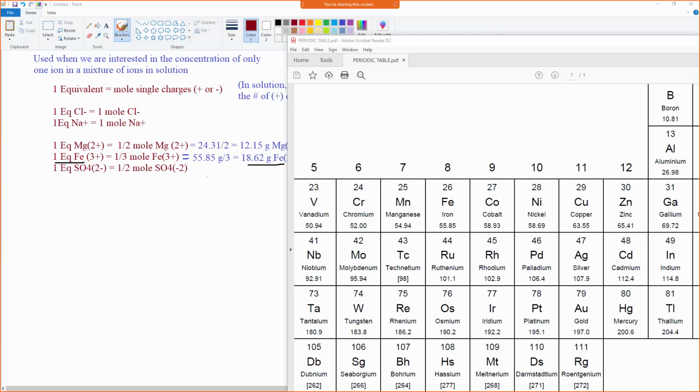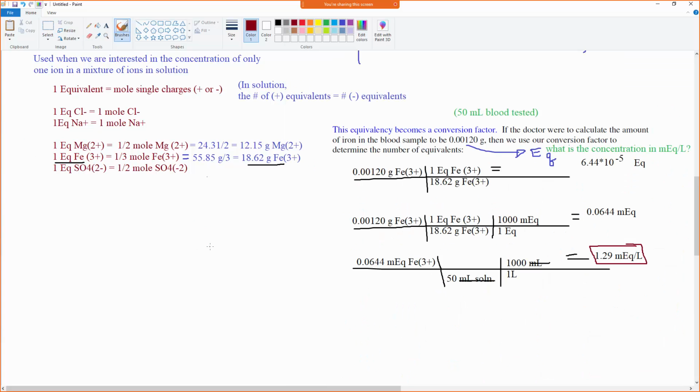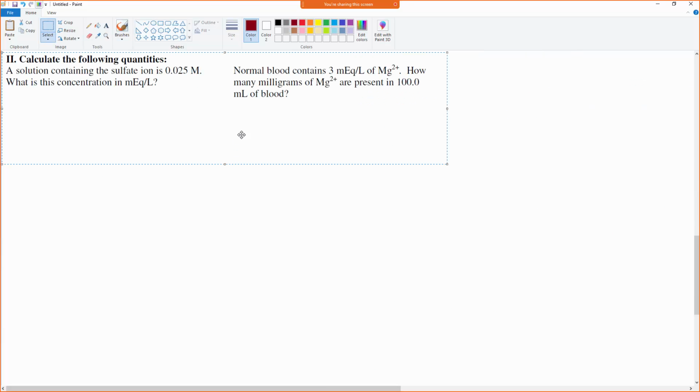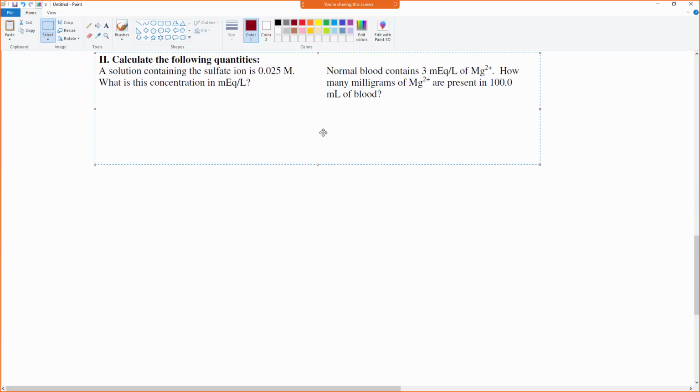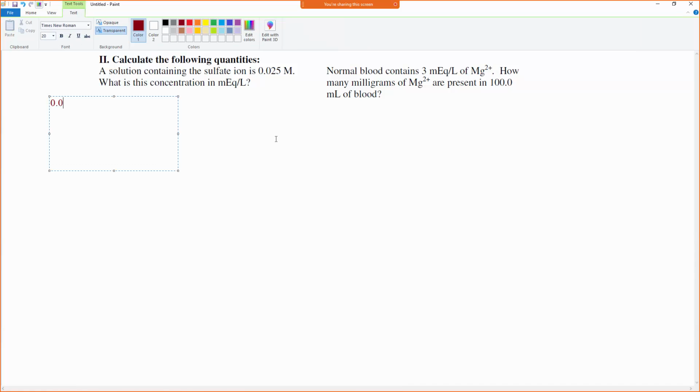Let's do a couple of these problems from the worksheet that might help us feel a little bit better about it. Okay. So here we go. We've got a solution with sulfate at 0.025 molarity, and we want to convert that to milliequivalents per liter. So to do this, first thing we have to do is say 0.025.